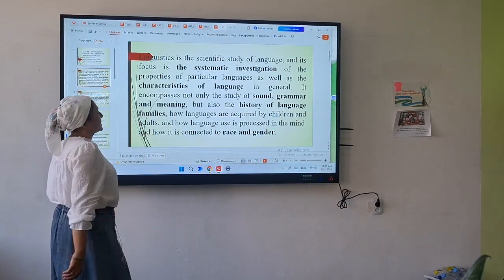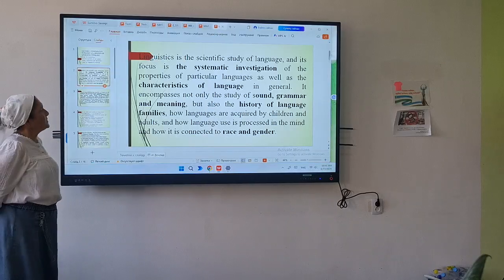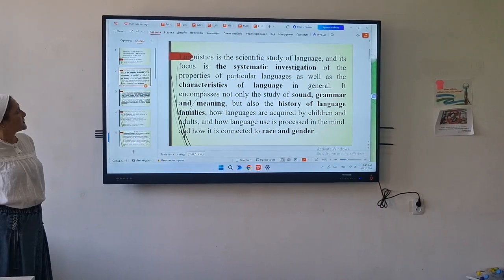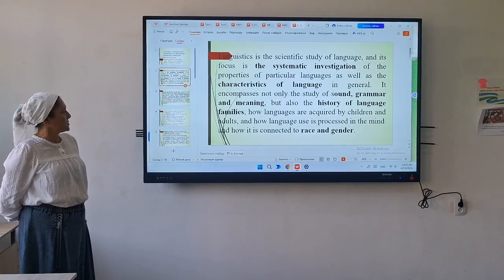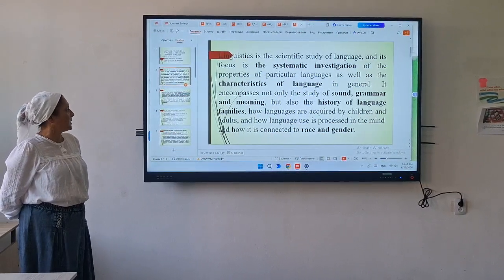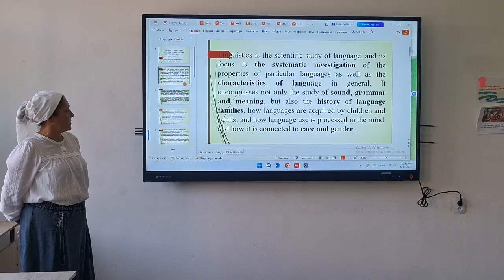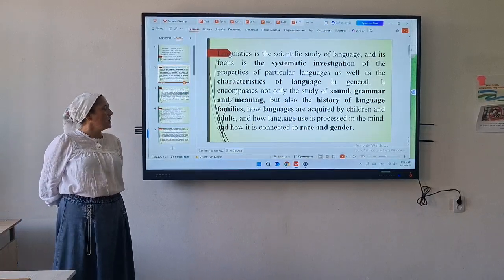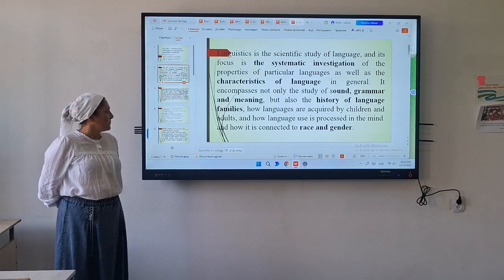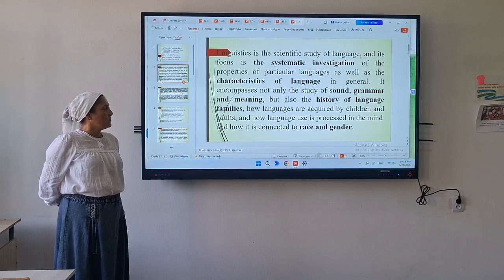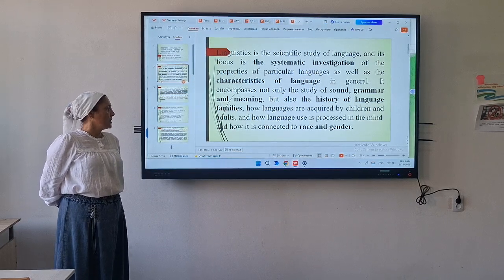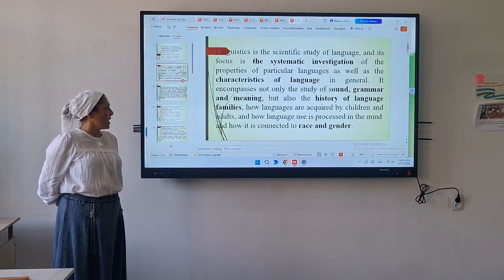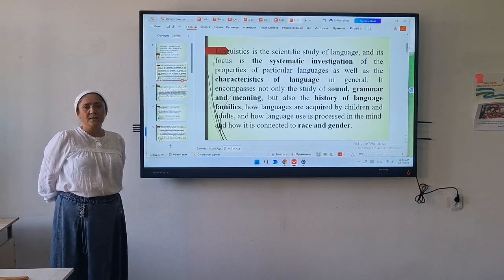So linguistics. What is linguistics? Linguistics is a scientific study of language, and its focus is a systematic investigation of the properties of particular languages as well as the characteristics of language in general. It encompasses not only the study of sound, grammar, and meaning, but also the history of language families, how languages are acquired by children and adults, how language use is processed in the mind, and how it is connected to race and gender.